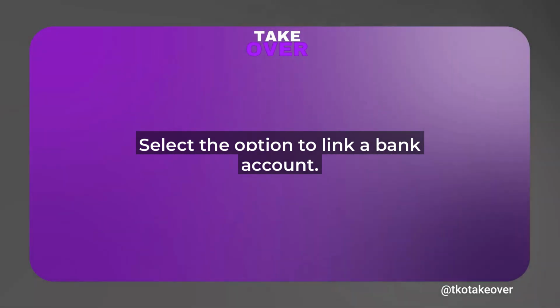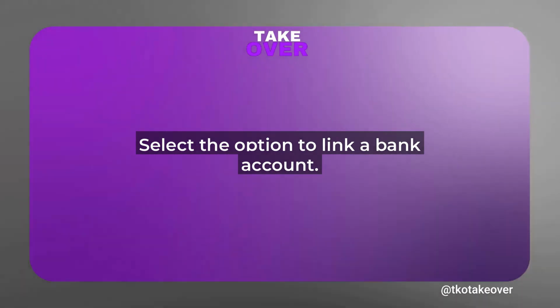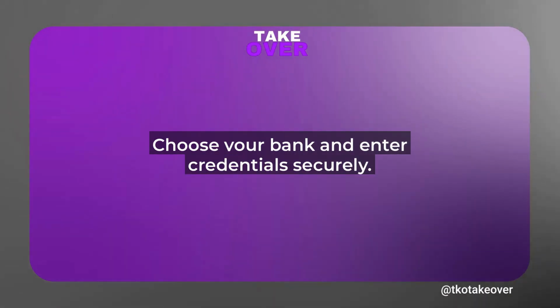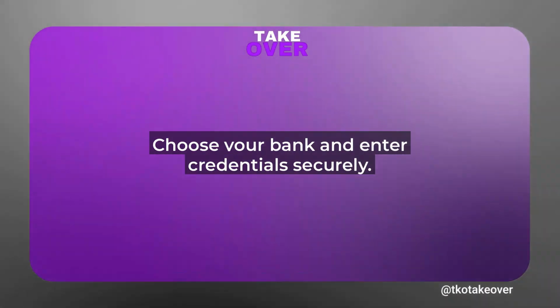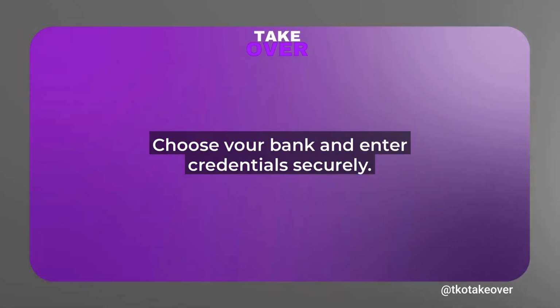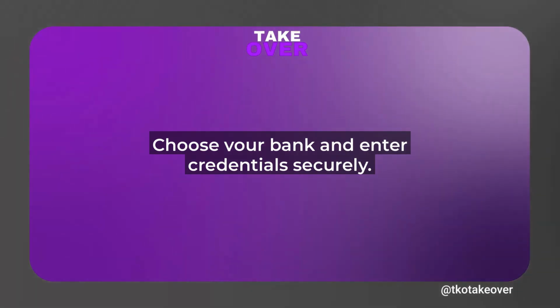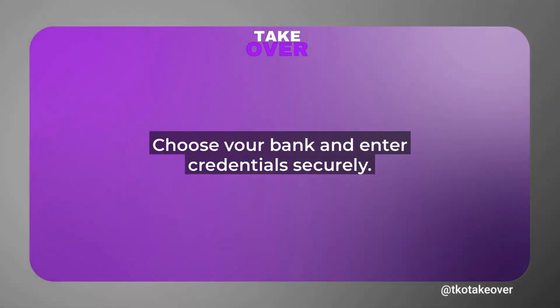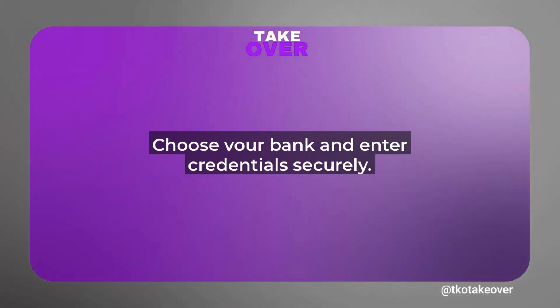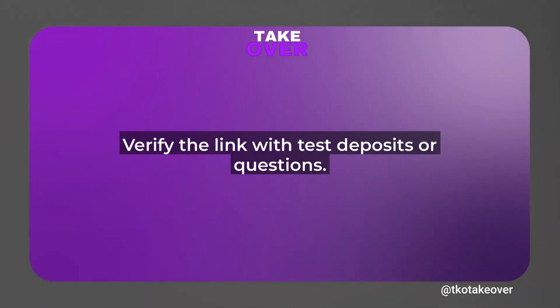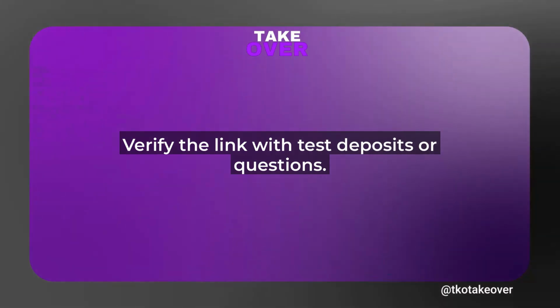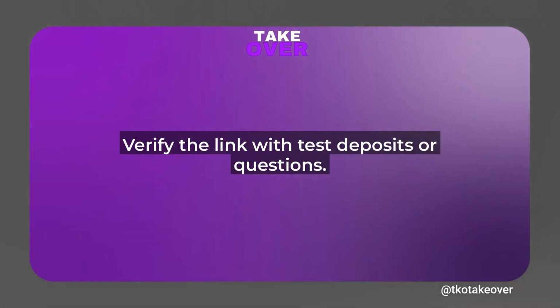Next, you'll be prompted to choose your bank from a list of supported institutions. Robinhood partners with major banks, so yours is likely there. Select your bank, and then securely enter your login credentials. Don't worry, Robinhood uses encryption to keep your info safe. After that, the app might ask you to verify the link through a small test deposit or by answering security questions from your bank. Once verified, your accounts will be linked.